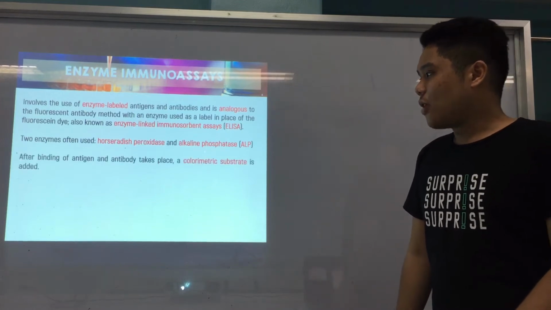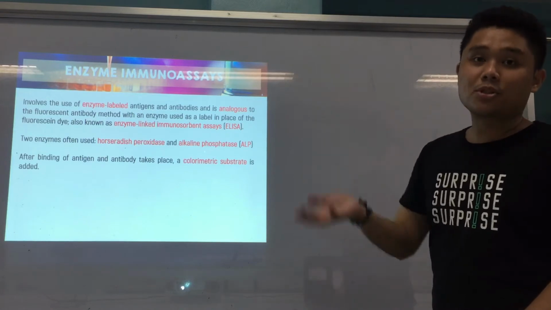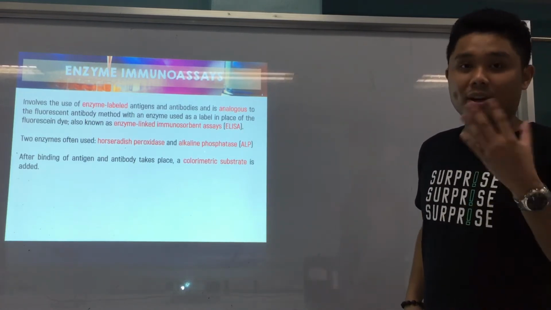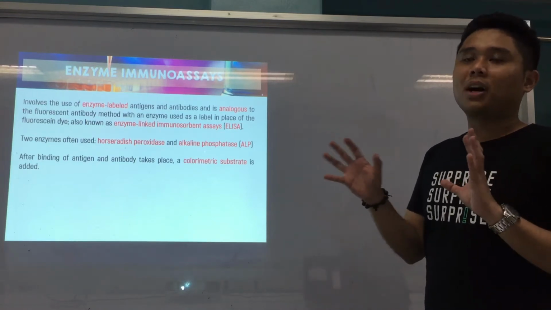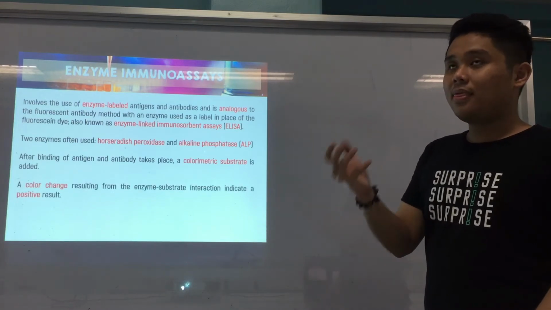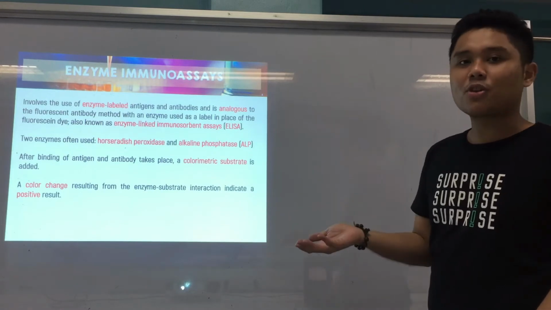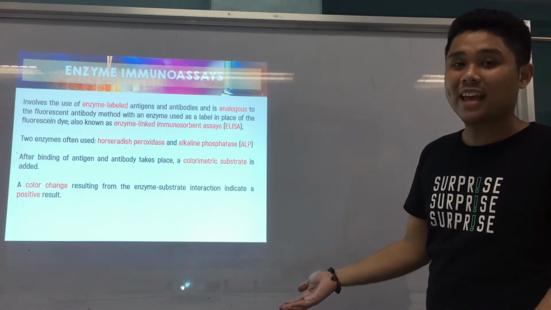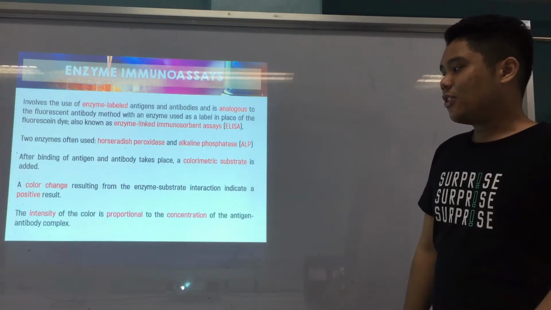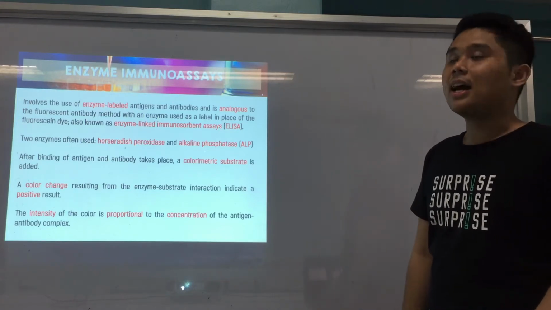So after binding of an antigen and antibody takes place, you add a substrate. Because again, recall in your biochem, an enzyme binds to a substrate. That's the partner of an enzyme, the substrate. And when there is an addition of substrate, you then look for a color change. The intensity of the color change will correspond to the concentration of the antigen and will often indicate a positive result. The intensity of the color is proportional to the concentration of the antigen-antibody complex.